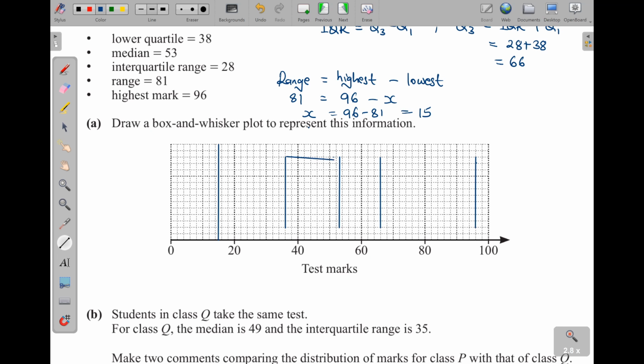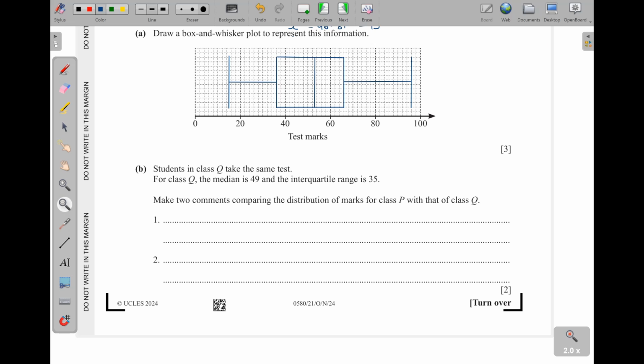Then these ones, close them. Where the box starts from is the lower quartile, where it ends is the upper quartile. Then these ones, we just connect them just like that. So that one is going to be our box and whisker plot.